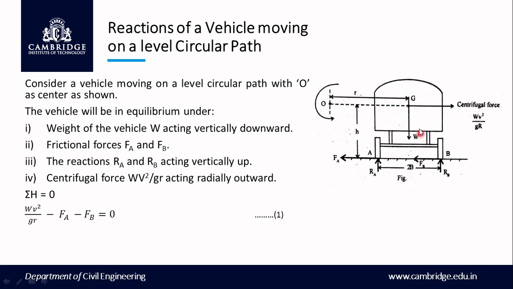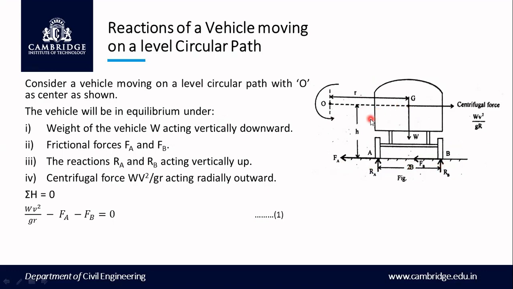And you're taking a curve towards the left, so there will be a centrifugal force acting outwards, that is W v square by g r. Since your object tends to move outwards, the frictional force at these two surfaces will be acting inwards. At this condition, I can call it FA, and this one FB. And not to forget, the weight of the object will be acting always vertically downwards towards the ground.